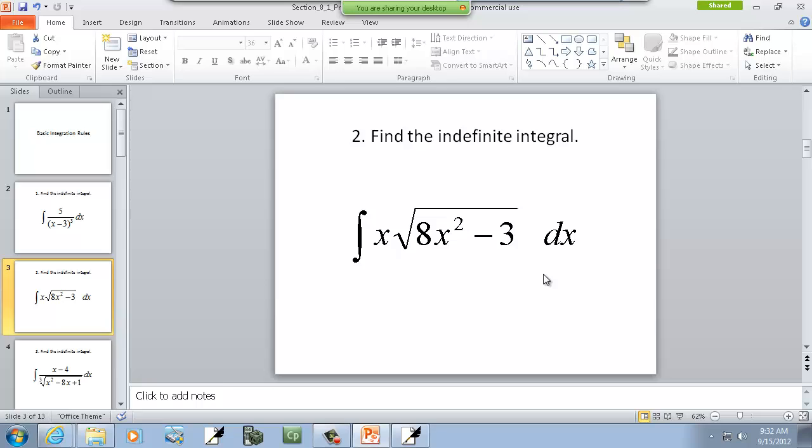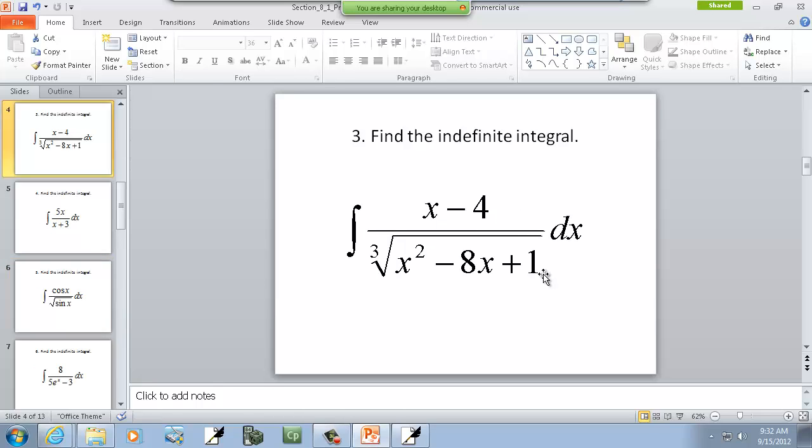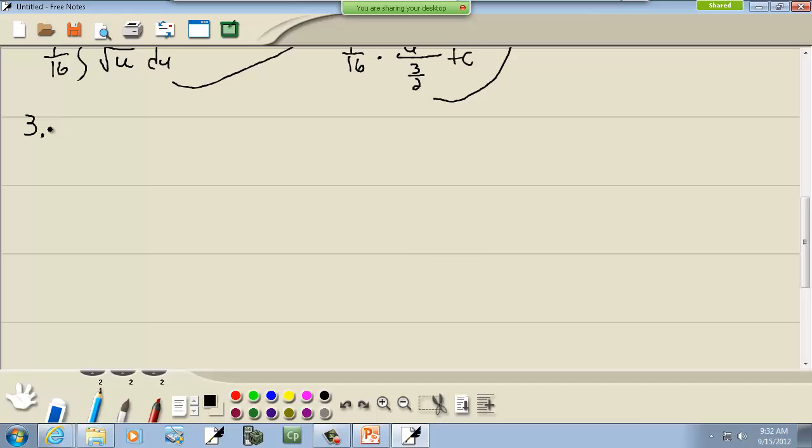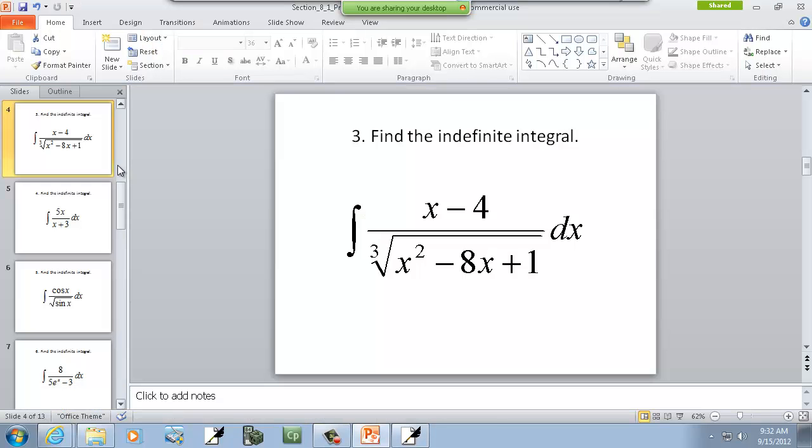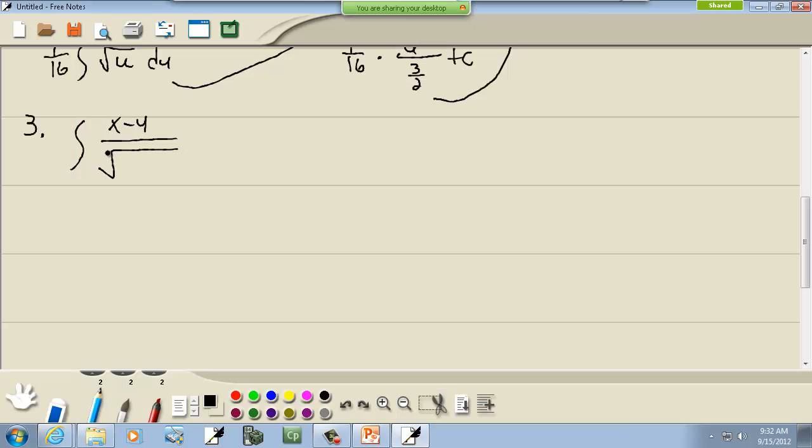Now let's take a look at this one. The integral of x minus 4 times the cube root of x squared minus 8x plus 1 dx. Well, we let u equal to what's under the radical. That's always a good thing to try. So u is equal to x squared minus 8x plus 1.